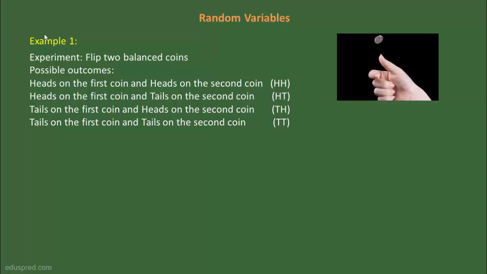All that said, let's get started with random variables. Let's take an example to start with. Let's say we flip two balanced coins. So these are the four possible outcomes that we can have. Heads on the first coin and heads on the second coin. In short, we can call this HH. Heads on the first coin and tails on the second coin. In short, we can call this outcome HT. Similarly, the next outcome is TH and the last possible outcome is TT.